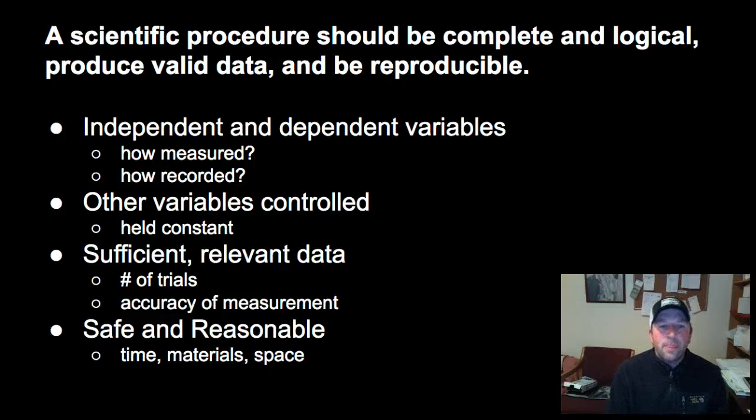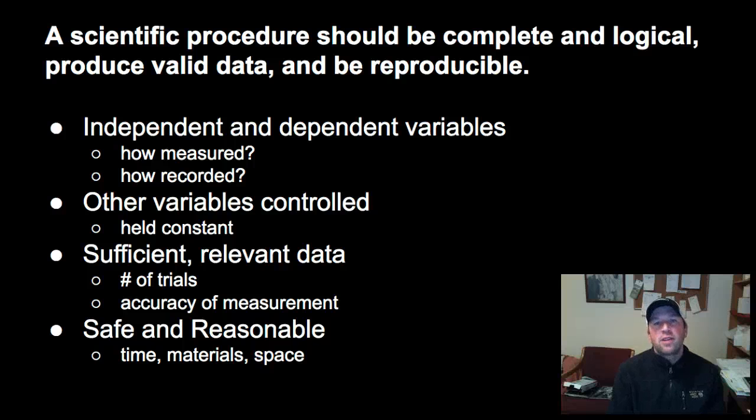As we design our procedure, we also need to think about collecting enough data so that we can actually answer our question. This involves thinking about the number of trials that you'll do or repetitions that you'll do as you're doing your tests, and also how accurate our measurements are. If our measurements are not very accurate, then we probably need to do a lot of trials in order to be confident in our data.